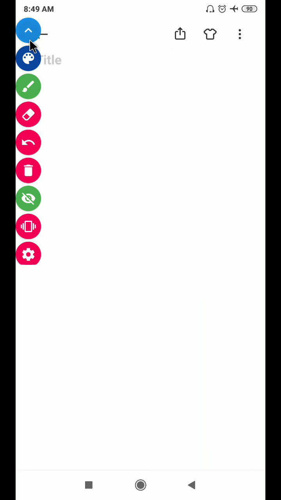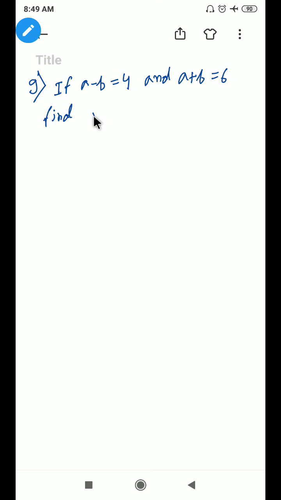Now go to another problem like this. Go to question number 9. Question number 9 is, it is given that a minus b is 4 and a plus b is 6, then find a square plus b square and ab. So go to the solution.